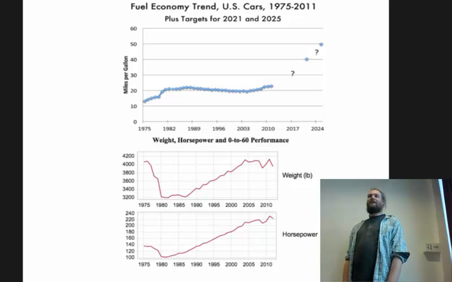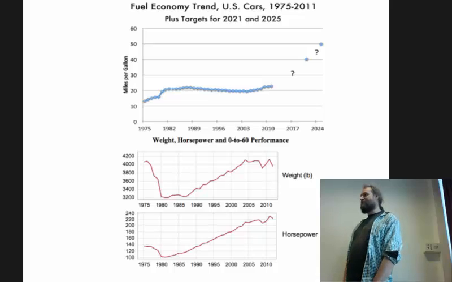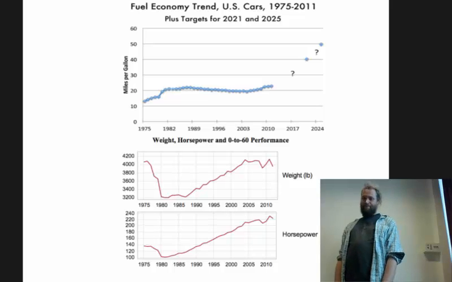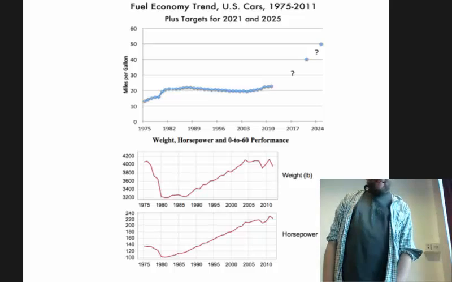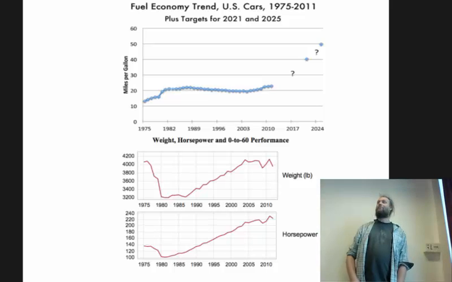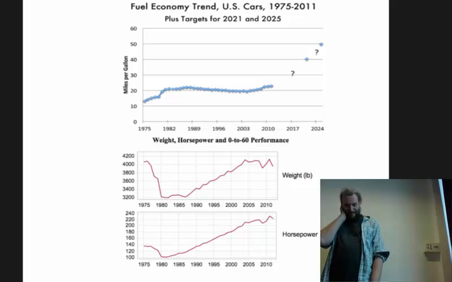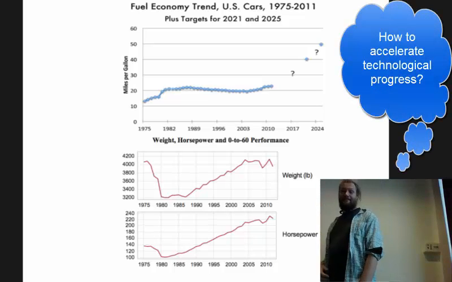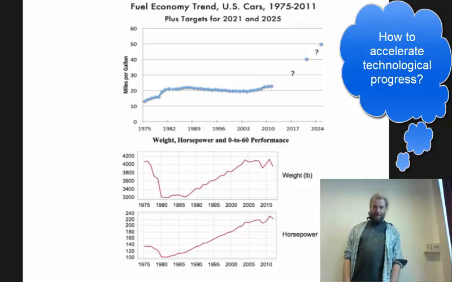But the American customer did not want a more fuel efficient car. They wanted a bigger car and a faster car and a more powerful car. Right? So it's not necessarily the case that technological improvement means saving energy. Now, what do we need to do to accelerate this trend? And that is what it is about.